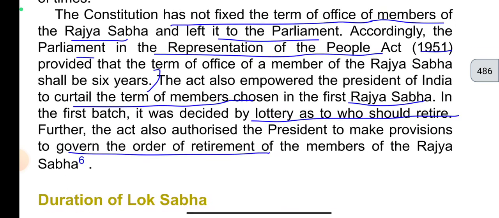The Constitution has not fixed the term of office of members of Rajya Sabha and left it to the Parliament. Accordingly, the Parliament in the Representation of the People Act 1951 provided that the term of office of a member of Rajya Sabha shall be 6 years.